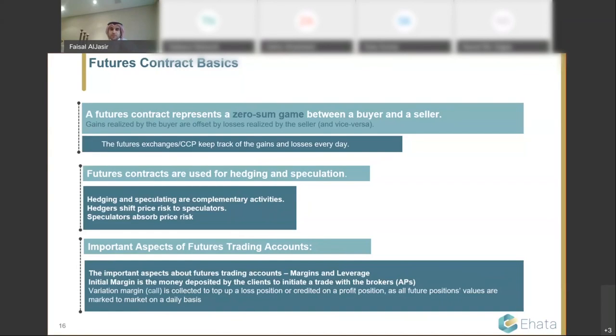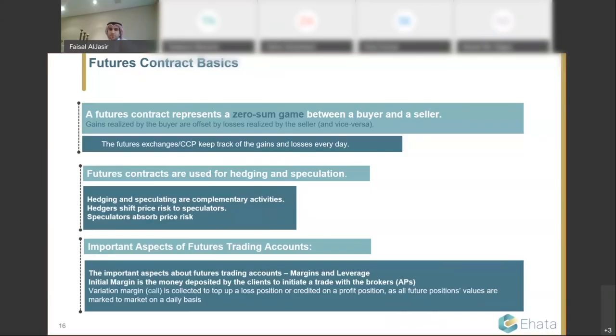An important aspect of futures trading accounts is margins and also leverage. The concept of margin is very important. This is the money that is deposited to open a trade. When we say open a trade, it means either you go long or you go short, either you are a buyer or you are a seller. The initial margin is the amount you need to put in order to open that position. We'll also be talking about variation margin, which follows where the market movements are, what we call mark to market. That also we will be covering.